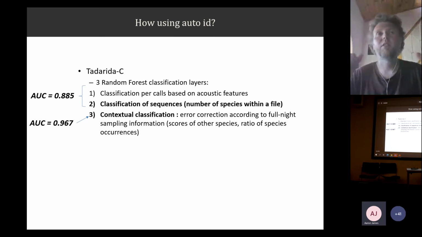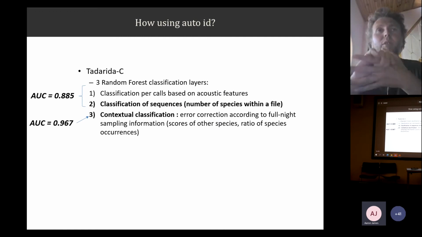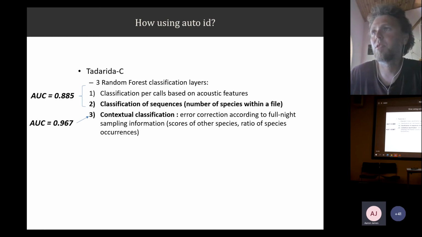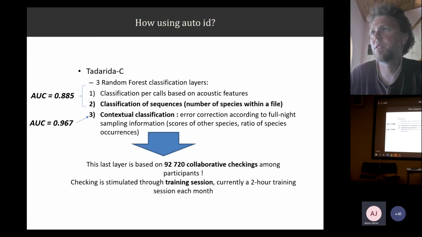What we are using is basically what has been obtained by the classifier in terms of the scores of each species and the ratio of the number of detections between species, and this decreased the error rate a lot for bats and bush crickets.